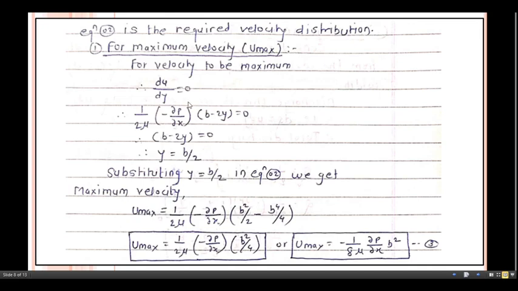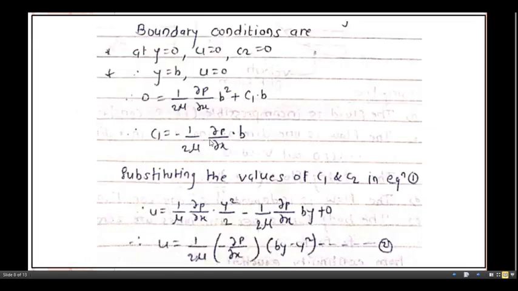As this term is constant, it remains as it is here, and if you take this term to the other side, it becomes 0. So b minus 2y equals 0. What do we get here? y equals b by 2. Again, if I substitute the value y equals b by 2 in equation number 2, what do we get here? u equals 1 upon 2 mu into minus dP by dx into, just replacing this y by b by 2.